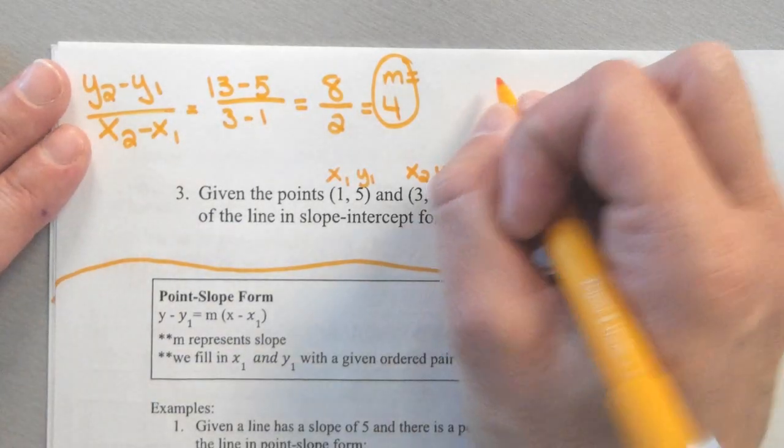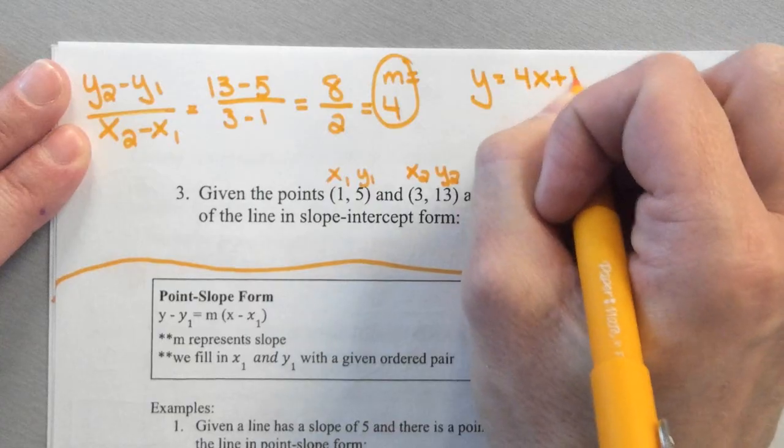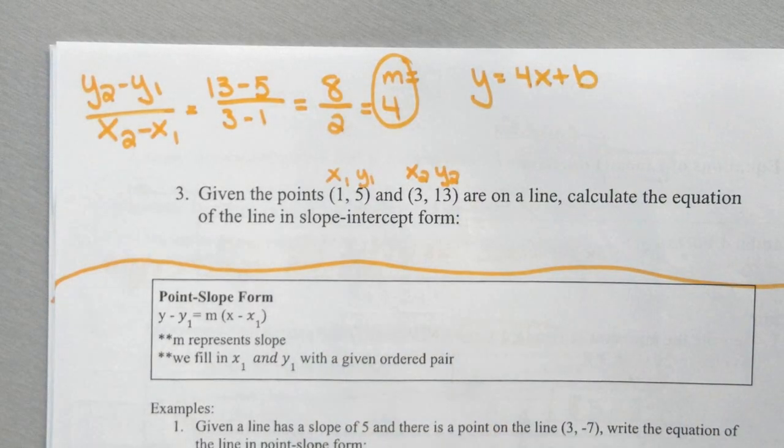Let me think about my equation for just a minute. So y equals 4x plus b. In order to find b, do you see how I have so many unknowns? Like I don't know y, I don't know x, and I don't know b. That's a lot of problems. So what I need to do is pick one of the 2 points and plug it in, because then that can help me find b.